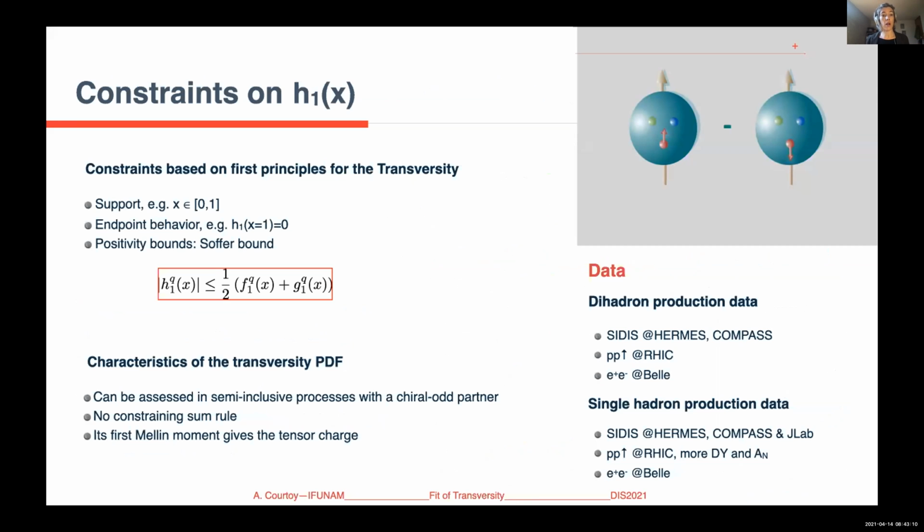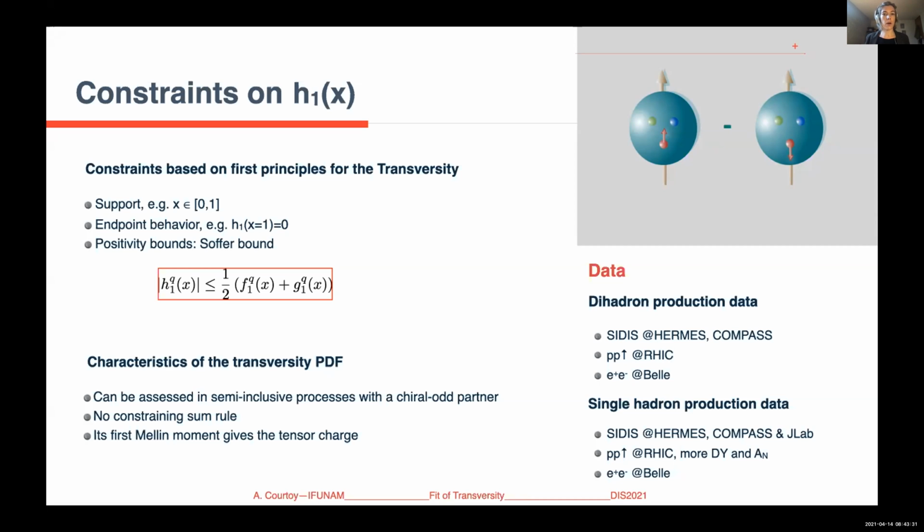It's actually the other way around. We need the sum rule, which is not really a sum rule because it changes in Q. So the first Mellin moment gives a tensor charge. So that's what we want to get. Instead of constraining from this Mellin moment, we actually get a number for this Mellin moment. So that's an output of the fit, instead of being an input to the fit.